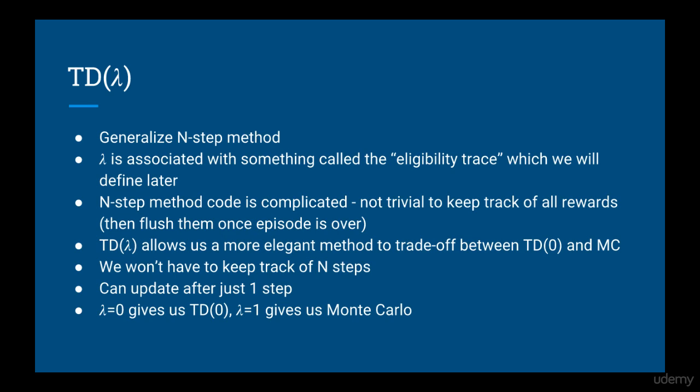In particular, we won't have to keep track of the last n steps, and we'll be able to make updates without having to wait n steps, and instead just wait one step like in TD0. We'll see that lambda equals 1 corresponds to Monte Carlo, lambda equals 0 corresponds to TD0, and any lambda in between is a trade-off between the two.